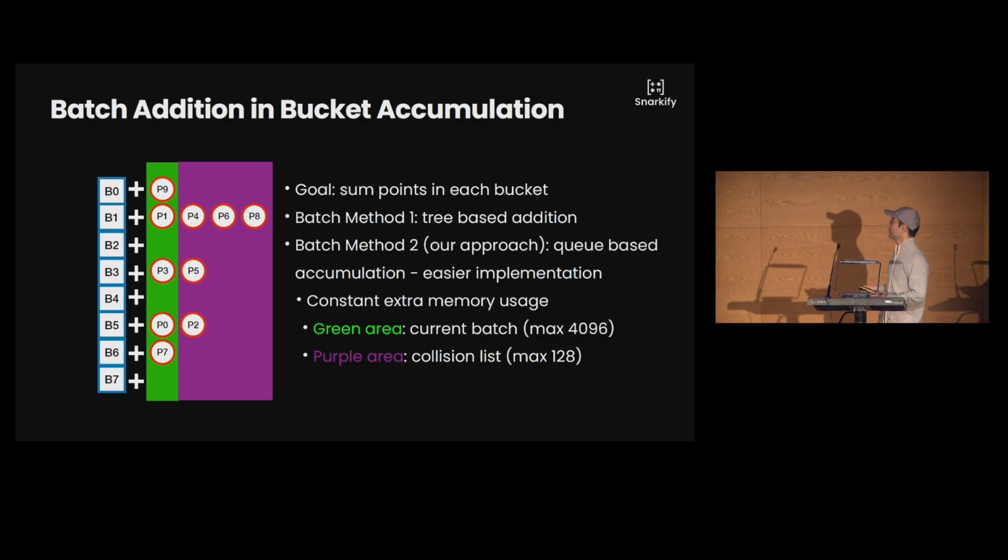Also, we achieved constant extra memory usage, because you do not need to capture all the buckets at the same time. Actually, you can maintain, for example, we maintain a maximum 4K batch size. So as long as we get 4K points in this green area, we can start to do batching, instead of waiting until you distribute all the points, including millions of points, into the green area. Then we need to handle the purple area. We maintain a list of what we call conflict points. Then we handle them later. So that's the first trick.